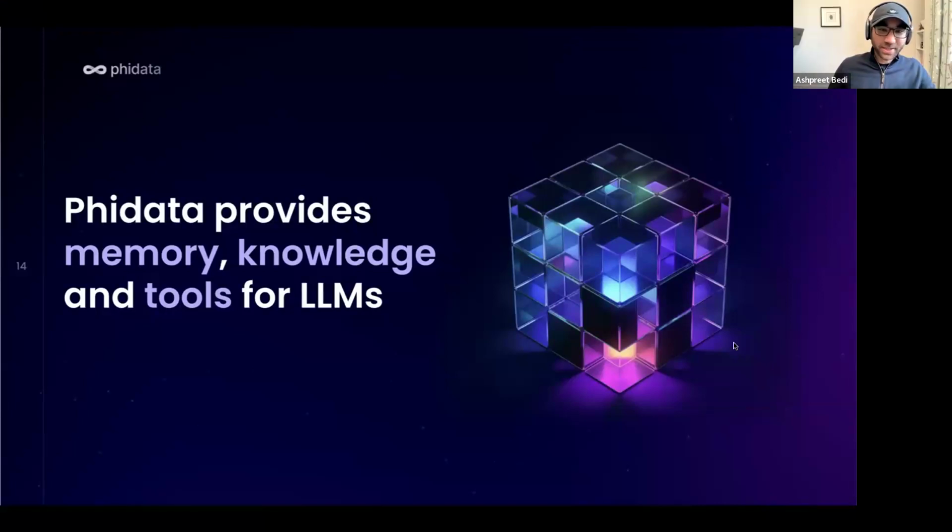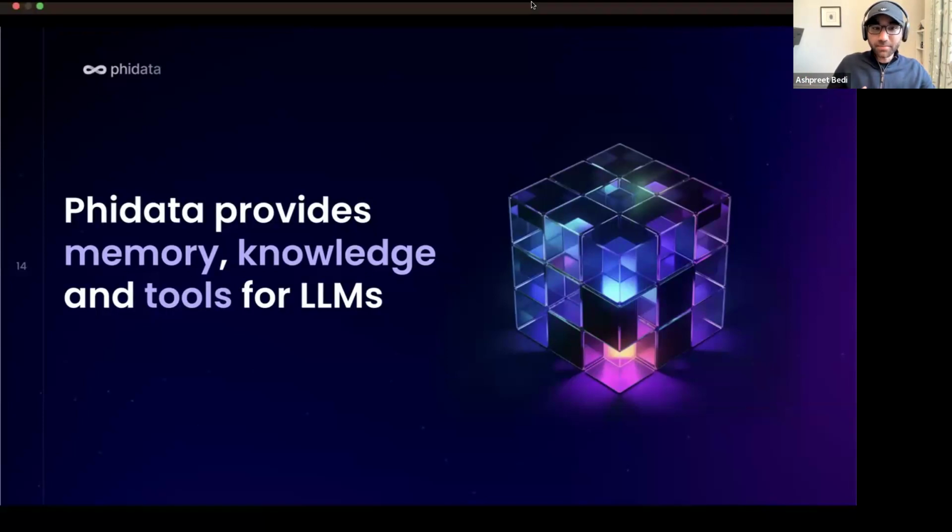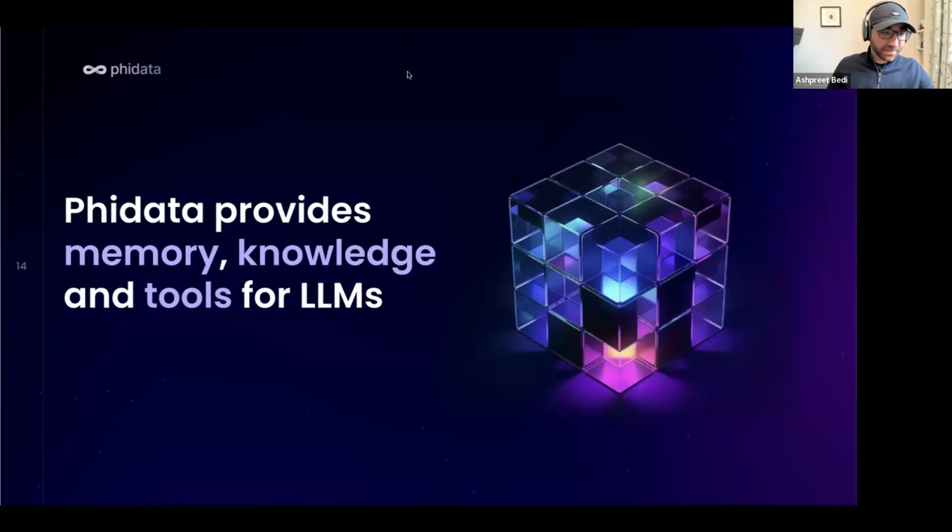Hi, it's Ashpreet, and I'd like to introduce Phi Data, which is a framework for providing memory, knowledge, and tools to LLMs. So we're going to be using Phi Data today to build two types of assistants. First, we're going to be building a research assistant that'll take a complex topic, search the web or our knowledge base, which is in SingleStore, and produce a neatly written report for us. And then we're also going to be building a RAG assistant that can search a knowledge base and answer questions based off PDFs and websites.